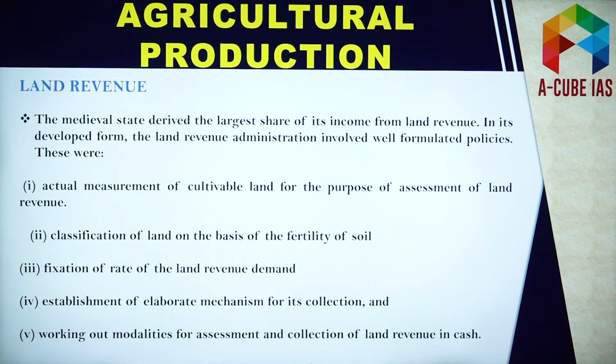Now let's try to analyze land revenue assessment and the magnitude of land revenue demand during the medieval period. So the medieval state derived the largest share of its income from land revenue, and an elaborate mechanism of land revenue administration gradually developed due to the efforts of medieval rulers like Alauddin Khilji, Sher Shah Suri, and Akbar. So, in its developed form, the land revenue administration involved well formulated policies. So, those policies were measurement of land, and then classification of land, then fixation of the rate of the land revenue, and establishment of an elaborate mechanism for the revenue collection.